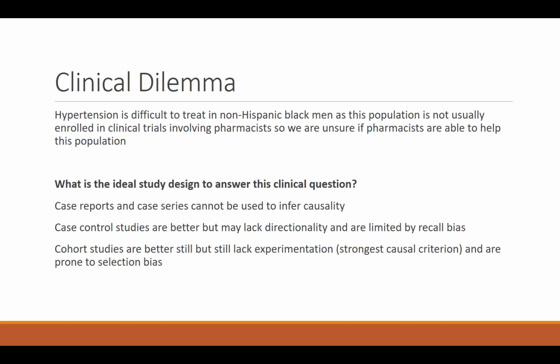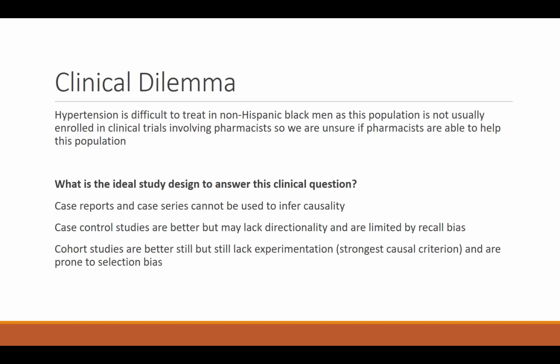Cohort studies would be better still, but they lack an experimentation component, which is the most important causal criterion, and they can be prone to selection bias. So if I have 2 groups of Black men with hypertension and one group regularly sees a pharmacist and the other group regularly sees physicians, that might say something about the individuals involved in each group. Maybe the group that sees pharmacists has more advanced health care, better insurance. There might be other socioeconomic differences between the 2 groups, which is called selection bias.